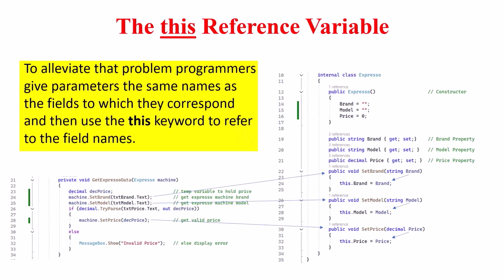To alleviate that problem, programmers give parameters the same name as the field to which they correspond, and then use the this keyword to refer to the fields. So we're looking at the same thing here. We've got set brand, set model, and set price right down here. And this time we're using string brand. And brand is going to be equal to this.brand. So this.brand refers to the fields that belong to this class. So this.brand is going to be equal to whatever's coming in, whatever name it happens to be. And since we don't know what name it's going to be, or we don't have a large choice of names sometimes, using the same one works just fine.